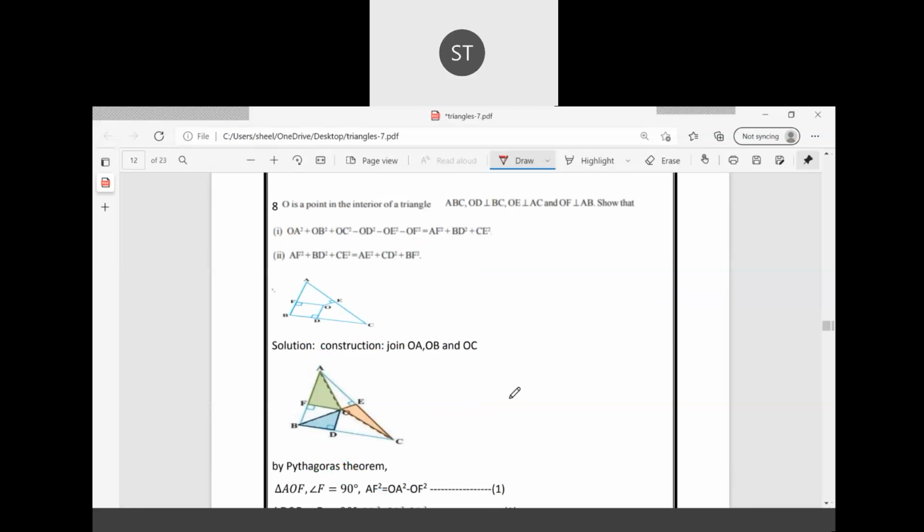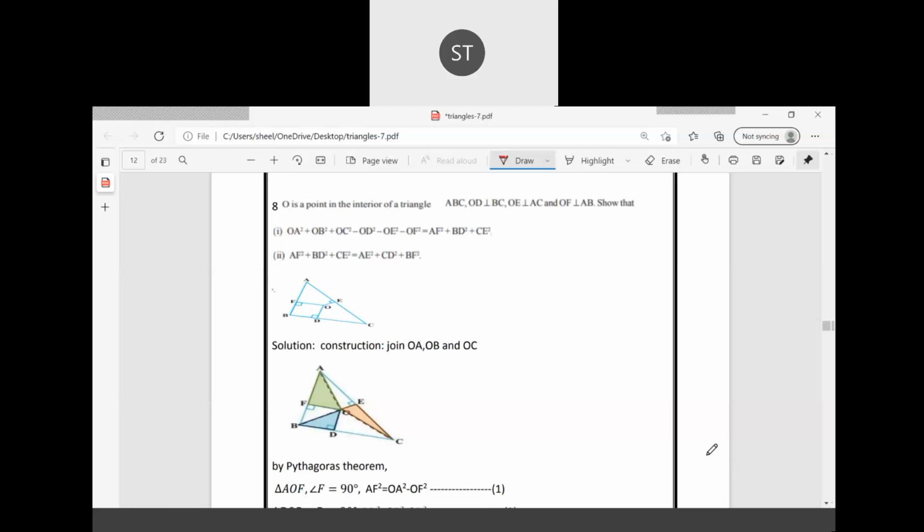Next question. O is a point in the interior of the triangle ABC, OD perpendicular to BC, OE perpendicular to AC, OF perpendicular to AB. Show that OA square plus OB square plus OC square minus OD square minus OE square minus OF square equals AF square plus BD square plus CE square. Similarly, one more thing we have to prove here: AF square plus BD square plus CE square equals AE square plus CD square plus BF square.